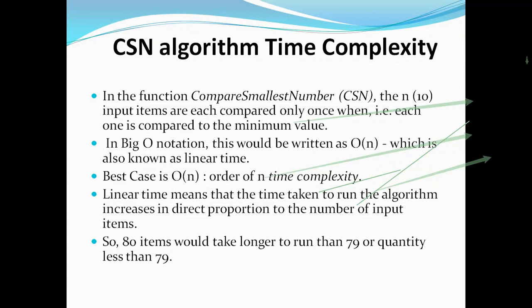Linear time means that the time taken to run the algorithm increases directly in proportion to the number of inputs. If I have 10 elements, then it will take 10 seconds. Let's say if I have 30 elements, it will take 30 seconds. It means the time is directly proportional to the number of elements you have. The more elements you have, the more time it will take. With 10 elements, my problem is solved in 10 seconds. With 30 elements, my problem is solved in 30 seconds.